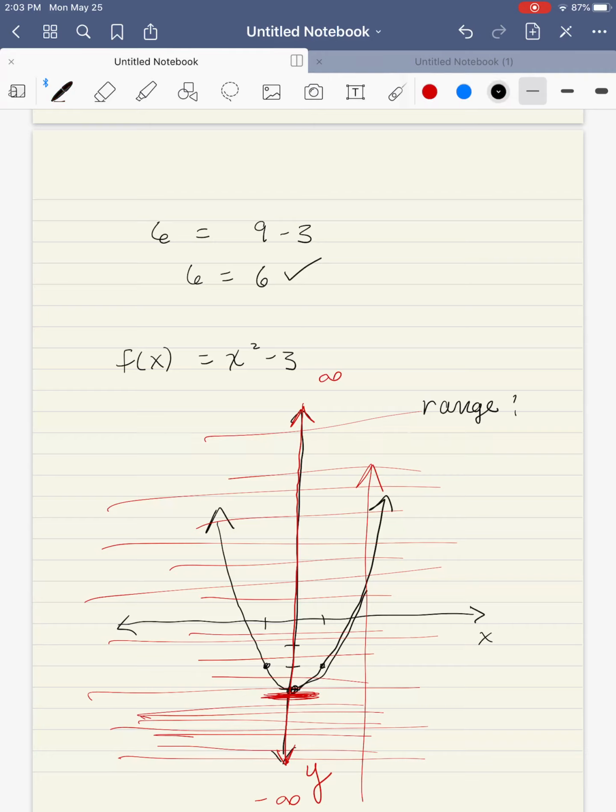So that tells me that my range starts at negative 3. And notice I used a bracket here because that means I'm including negative 3. And then continuing on to infinity. Can't reach infinity, so I use a parenthesis. So that is the domain and the range of this function.